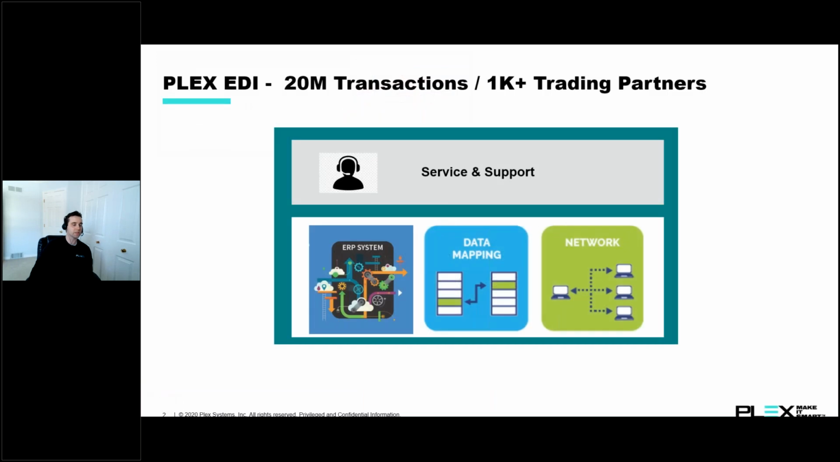So to begin, just to give you a global overview of what Plex does in the EDI space. EDI is data, electronic data interchange, and we exchange a lot of data. Annually, we process, send and receive close to 20 million transactions. And in our trading partner library, we have over 1,000 trading partners. So in Plex's existence, we've built out this trading partner library, which essentially automates supply chain functions. And this automation of this supply chain function is a key value component to the Plex ERP system.